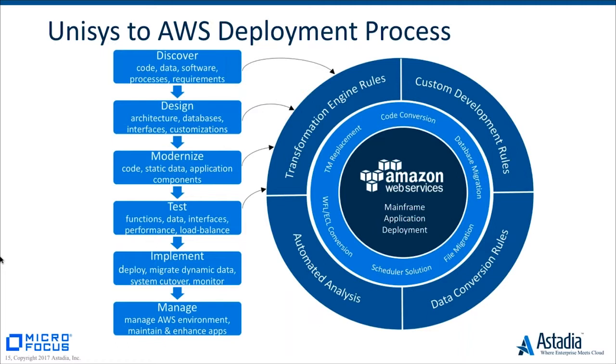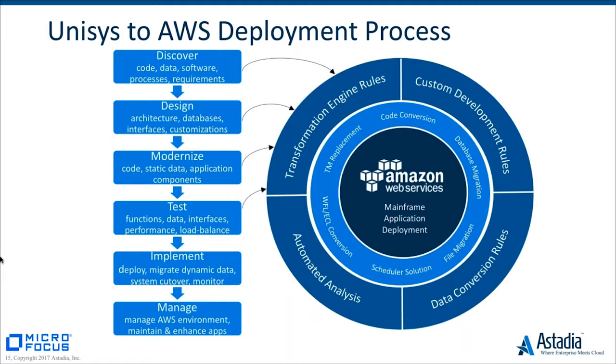So in any project like this, the first thing we do is run through a discovery phase where we get all the source code, all the data, all the software, the processes, and the requirements, what the customer needs, and feed that information into what we call our transformation engine rules. It's a rules-based engine that we use to modify the code for the target platform.